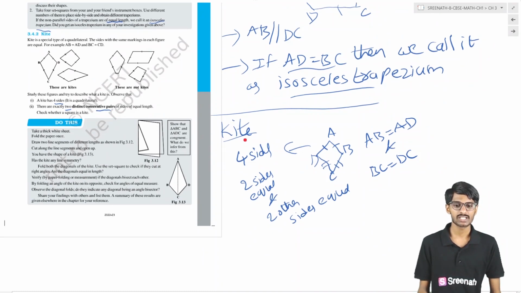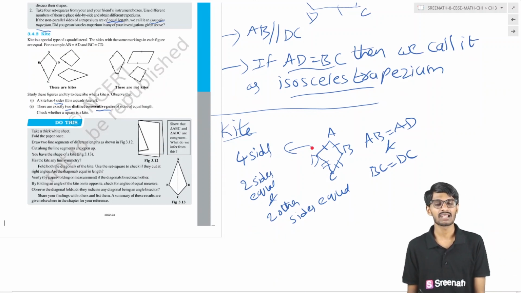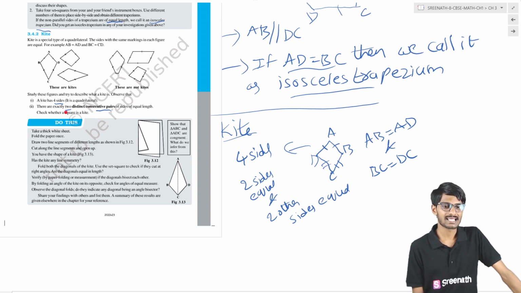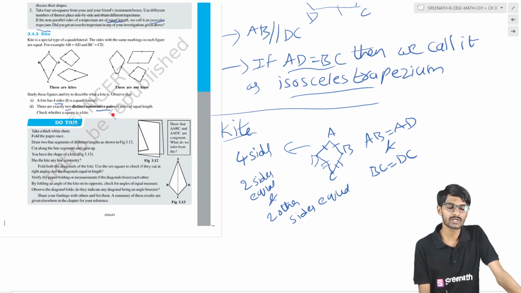And next thing is about the kite. So in the kite, what happens? Two sides have equal lengths, and the other 2 sides have another equal length. Basically, there are exactly 2 distinct consecutive pairs of sides of equal length. This is one pair, in which 2 sides have equal length, and this is another pair in which 2 sides have equal length. So these are called kites.